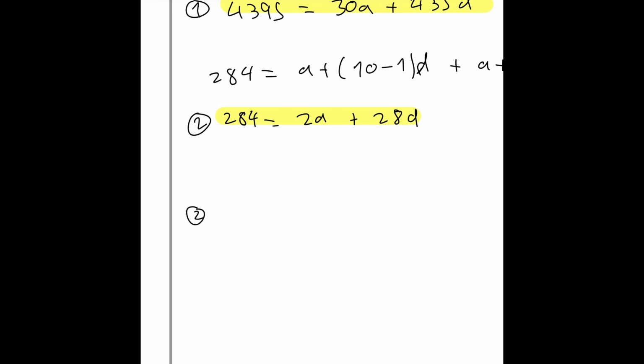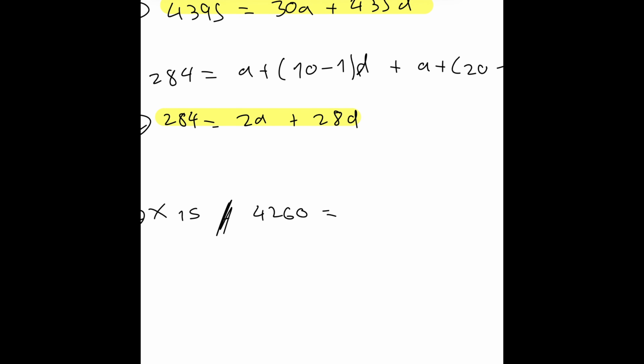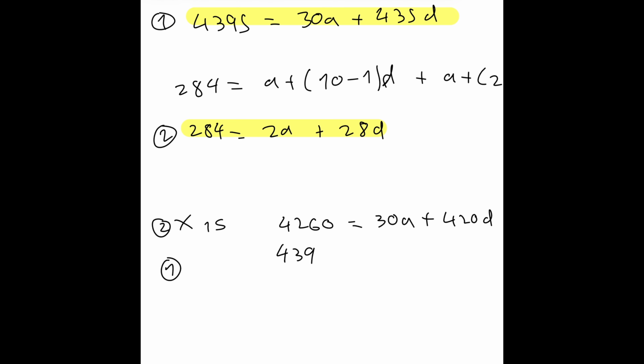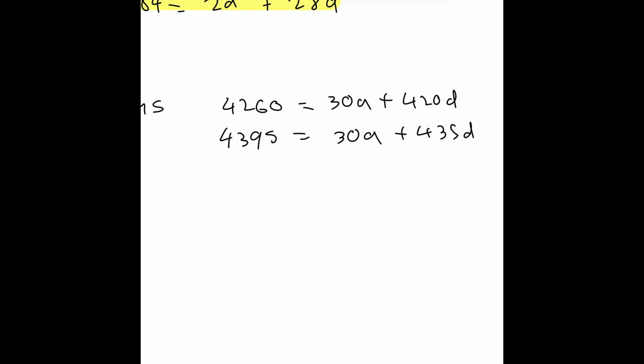I multiply equation 2 by 15 to give me 4,260 equals 30a plus 420d. Now let's put equation 1 down here, which is 4,395 equals 30a plus 435d. Now we just subtract one from the other.